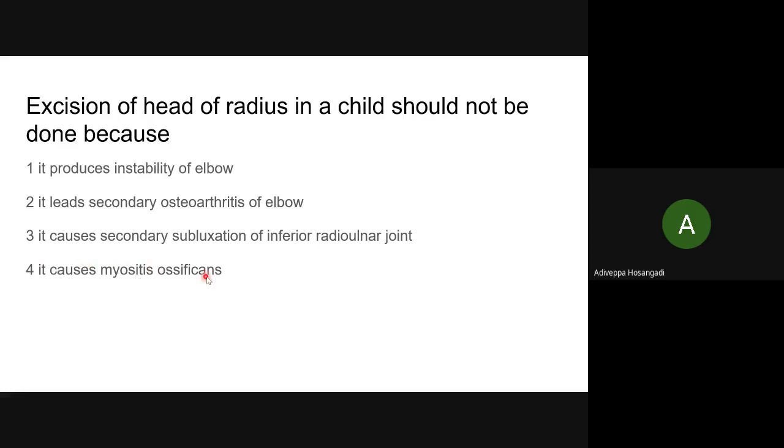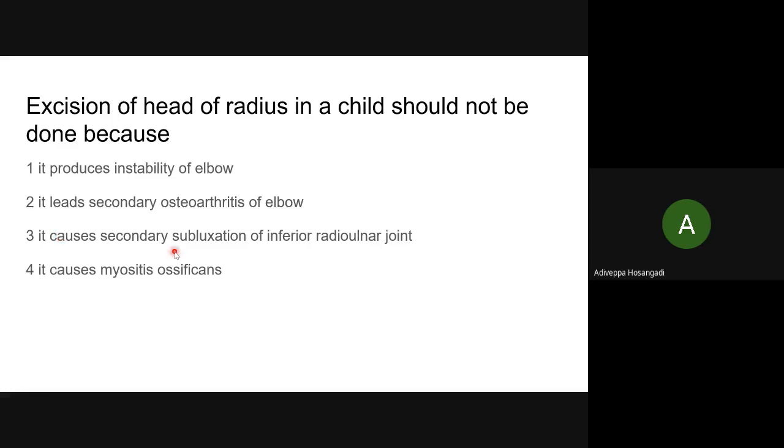It causes myositis ossificans, maybe, maybe not. Secondary osteoarthritis, definitely not, because it involves the superior radioulnar joint, which is a part of the radial head. Instability of the elbow, certainly not, if the coronoid process and olecranon are intact. It will not cause any instability.